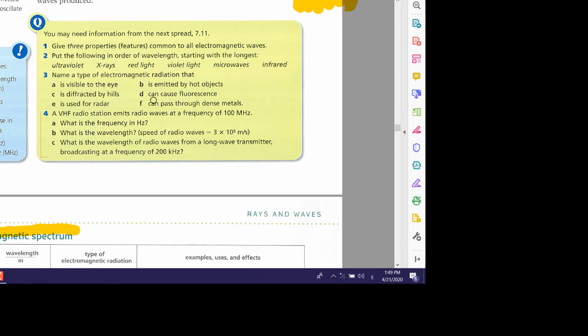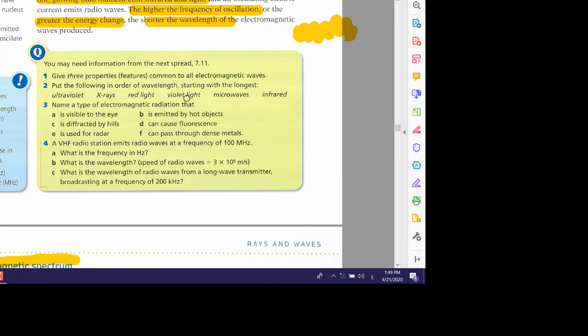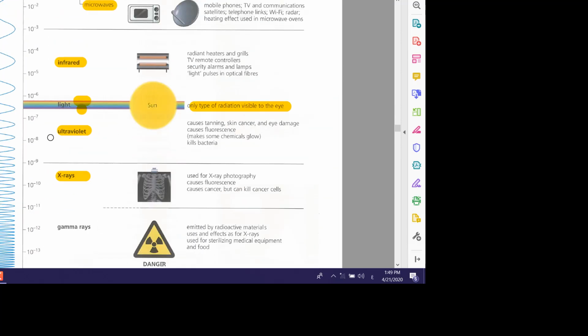D, can cause fluorescence. The answer for this is ultraviolet. Okay, so ultraviolet causes tanning and also causes fluorescence.